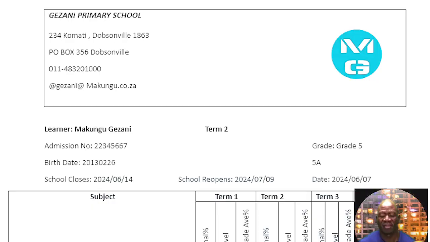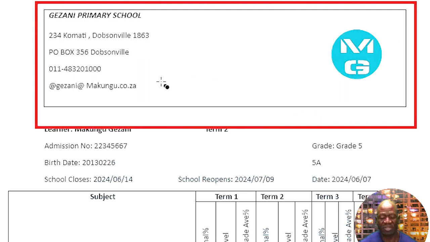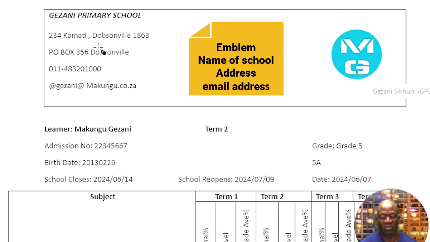Right, without any further ado, I want us to look at the template that we have of the report card in front of us. Right, I've indicated that a report card must have some information. Okay, let's look at the information that must be there. The first one is the official details of the school. When we look at this area, you can see that we have the information about the school indicated in this particular part. We have the emblem of the school. We also have the name of the school as well as the address and the email address of the school.